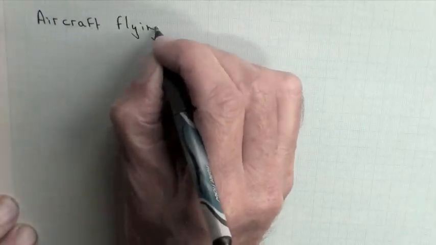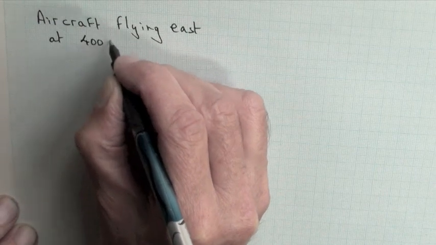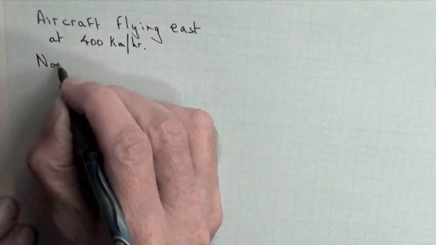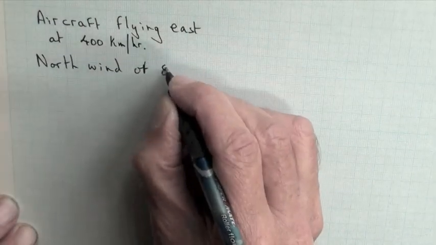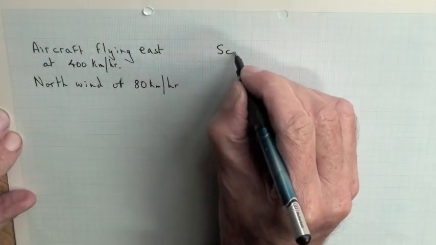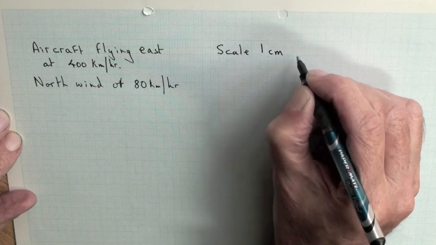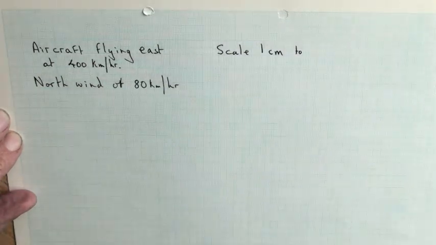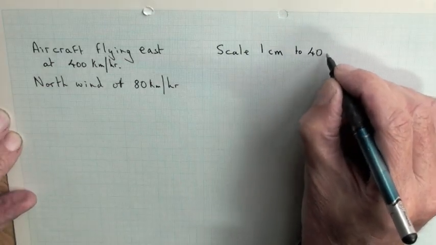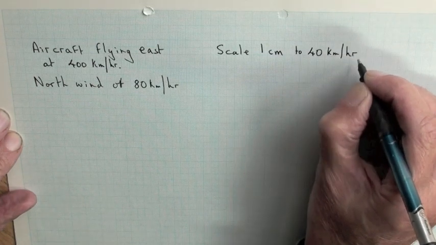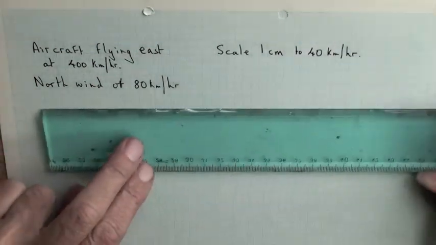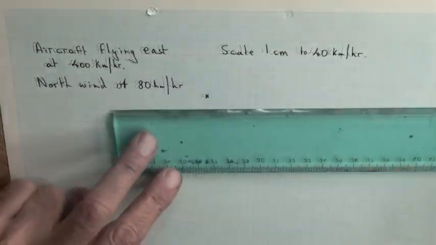This simple technique can be applied to any problem where we have to add vectors. In this example, an aircraft is flying due east, but is affected by a wind from the north. It's easier to draw vector diagrams on graph paper because then the scale is easier to interpret. At this scale of 1 centimeter to 40 kilometers an hour, the flight east will be represented by a 10 centimeter line.